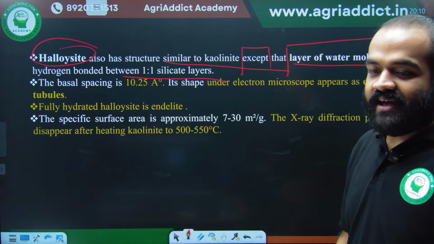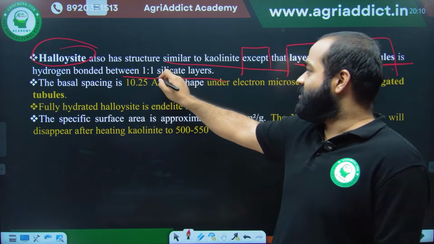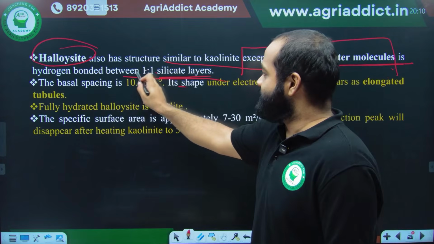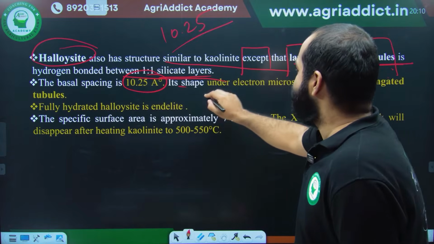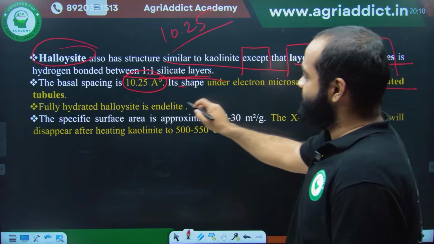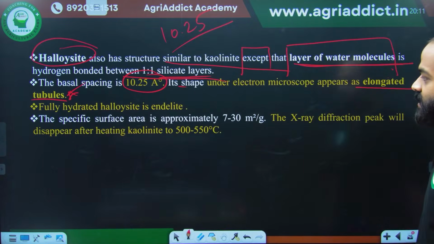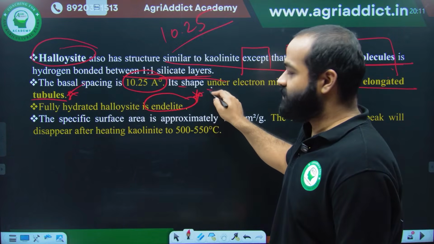So halloysite also has a similar structure, but it has a layer of water molecules hydrogen bonded between the 1:1 silicate layers. The basal spacing, as you can see, is more than kaolinite's. It is 10.25. Its shape appears as elongated tubules. This is also important: the shape is elongated tubules. Fully hydrated halloysite is also called endellite. This is also information for you.